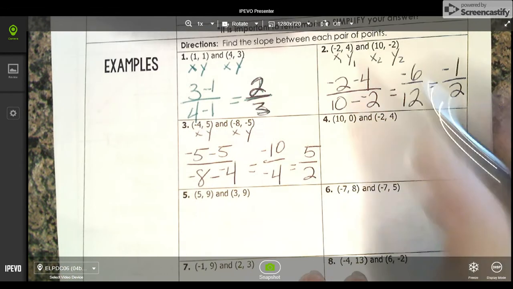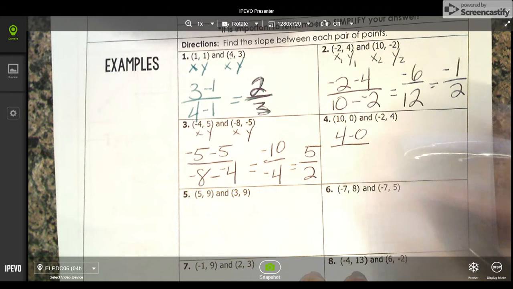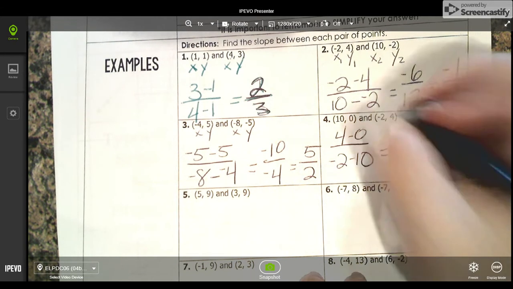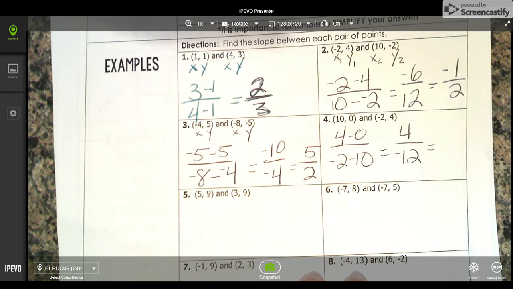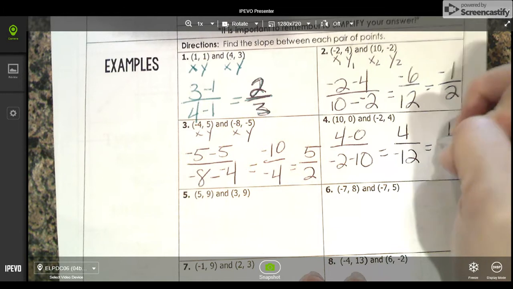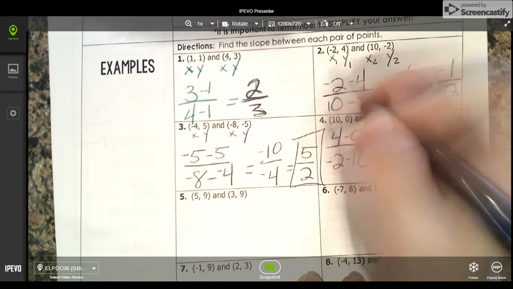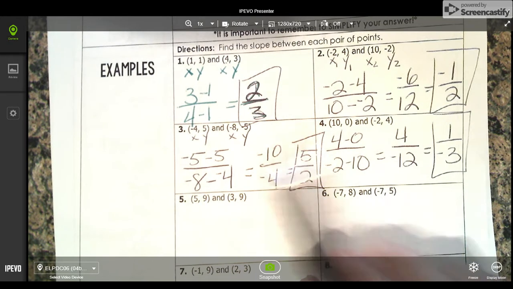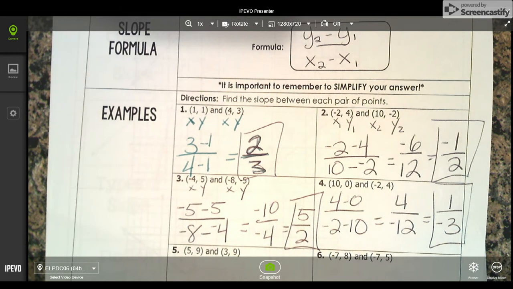I'll do one more. So 4 minus 0 over -2 minus 10. So I get 4 on the top, -12 on the bottom, and then 4 over 12 reduces to 1 over 3. So you get -1/3. So as long as you get your x's and y's straight and be careful with your negatives, you should be able to just follow the formula.